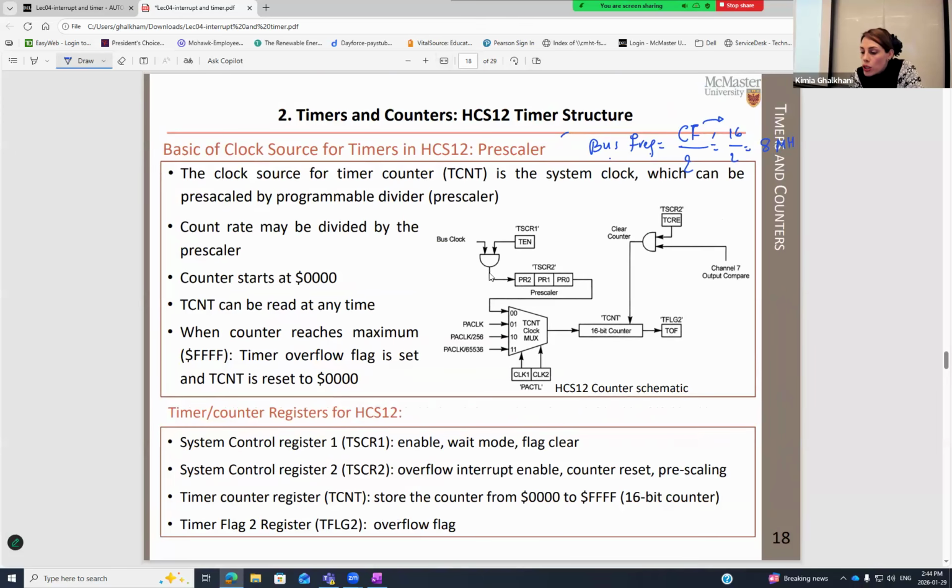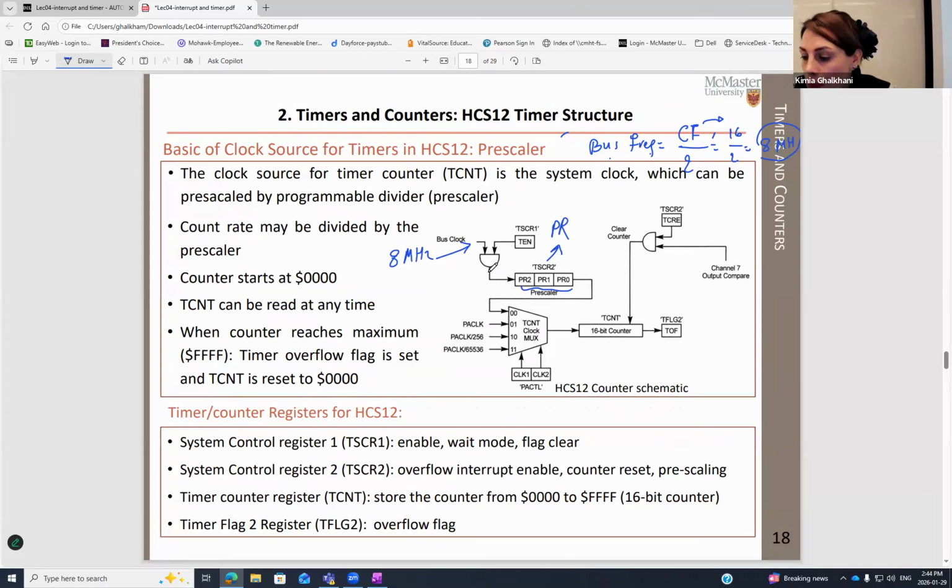And I'm going to look at this part. That 8 megahertz is going to enter from here. This is the beginning of the process. What will happen next? What is the TSCR2? TSCR2 is a prescaler. I'm going to show it with PR. Remember, 3 bits are going to toggle. That toggling is going to control the time.